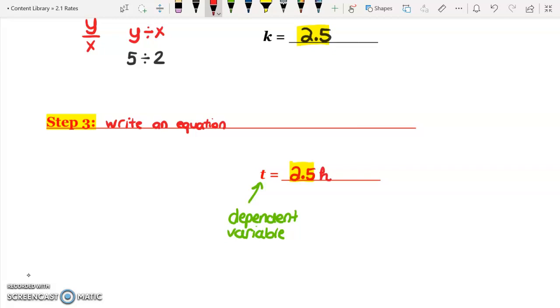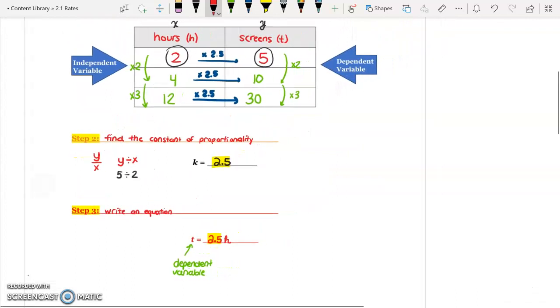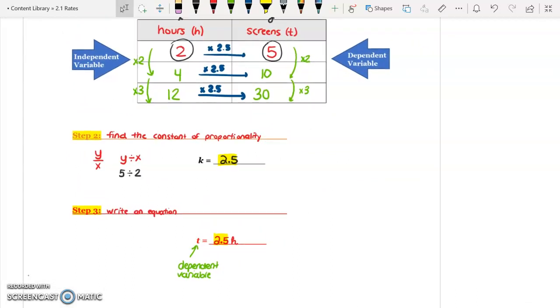Okay? And that is our final step. We've taken this word problem, we've made a table, we found our constant of proportionality, and then we wrote our equation.